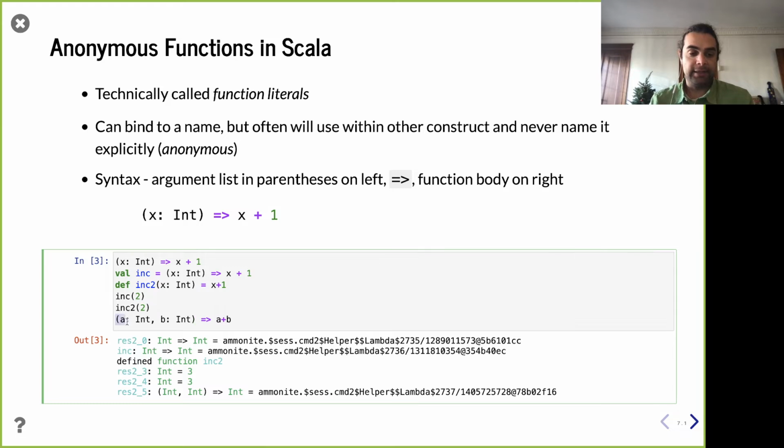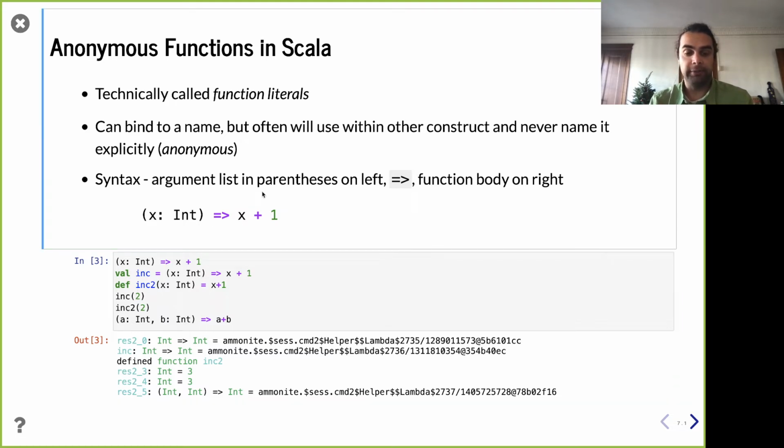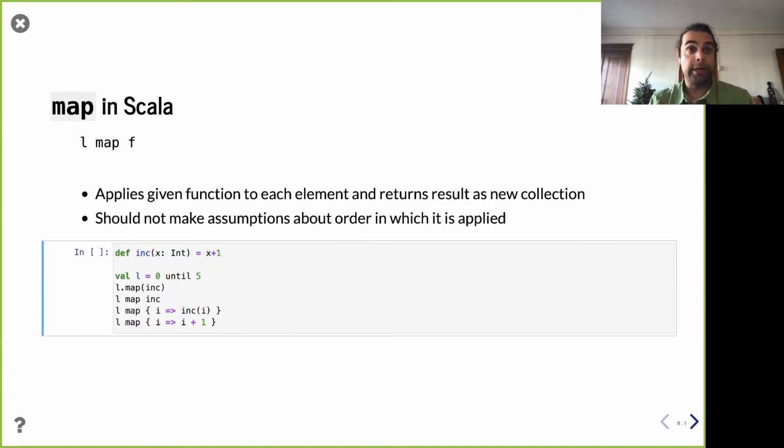If I want to do multiple arguments, not a problem, right? It takes in 2 ints and produces an int. Okay, so this is how you define an anonymous function. And so with this, we're going to be able to have a code snippet we can use to apply to our collections, right? So now let's go ahead and try out map.